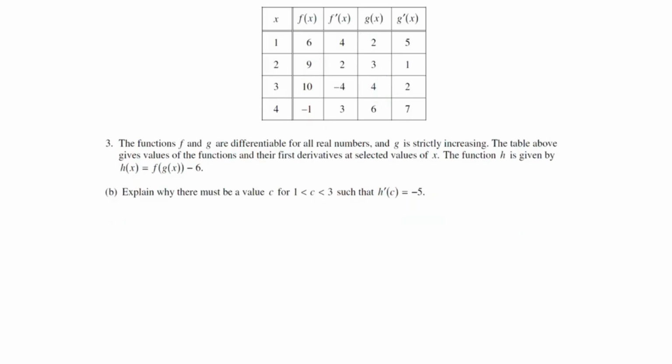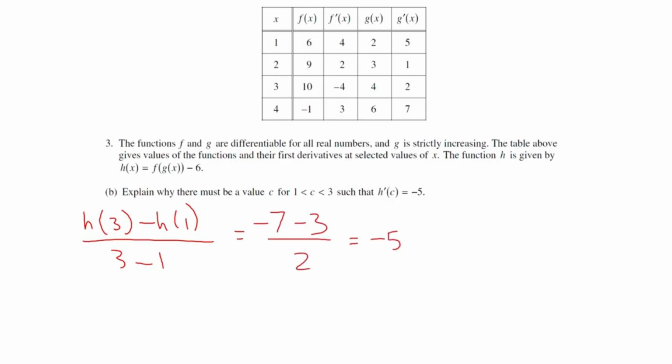Here in part B, it asks us to explain why there must be a value on the interval 1 to 3 such that the derivative of h is equal to -5. And so in order to figure that out, we need to find the average rate of change of h on that interval from 1 to 3. So we need to do h of 3 minus h of 1 over 3 minus 1, right? And well, we just found h of 3, right? H of 3 was -7, and h of 1 was 3. So we have -7 minus 3 over 2, which equals -5.